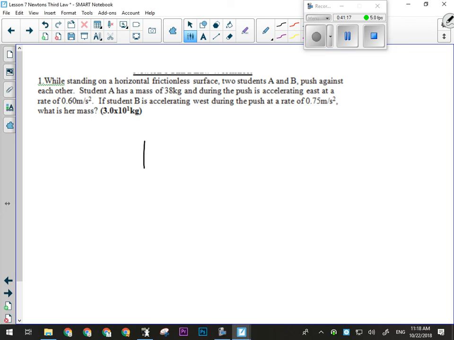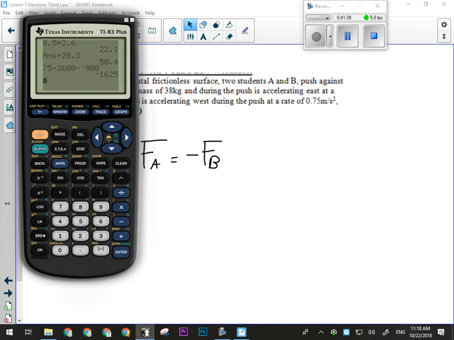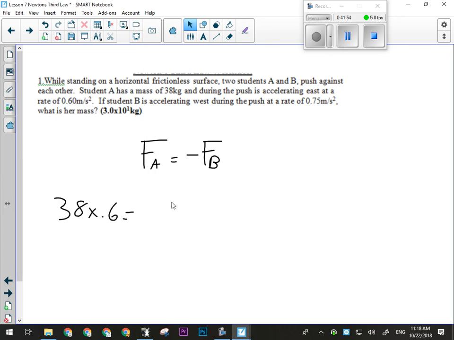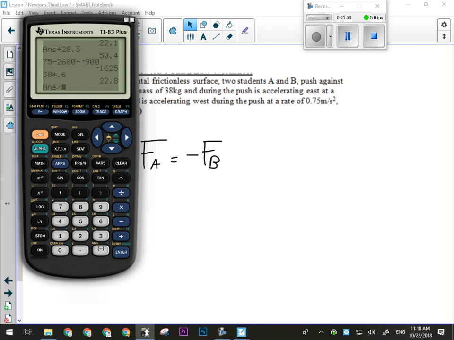Well, all we have to remember is that the force on student A is equal but opposite to the force on student B. Can I calculate the force on student A? I have their mass, I have their acceleration, so I can do that. All I have to do is take the 38 kilograms and multiply that by 0.6 meters per second squared. That's the force on student A. It's also the force on student B, except on student B it's negative. So I just take that and divide by the acceleration of student B, and I will have her mass. So her mass is 30 kilograms. Again, not terribly difficult. All we have to remember is that every action has an equal and opposite reaction.